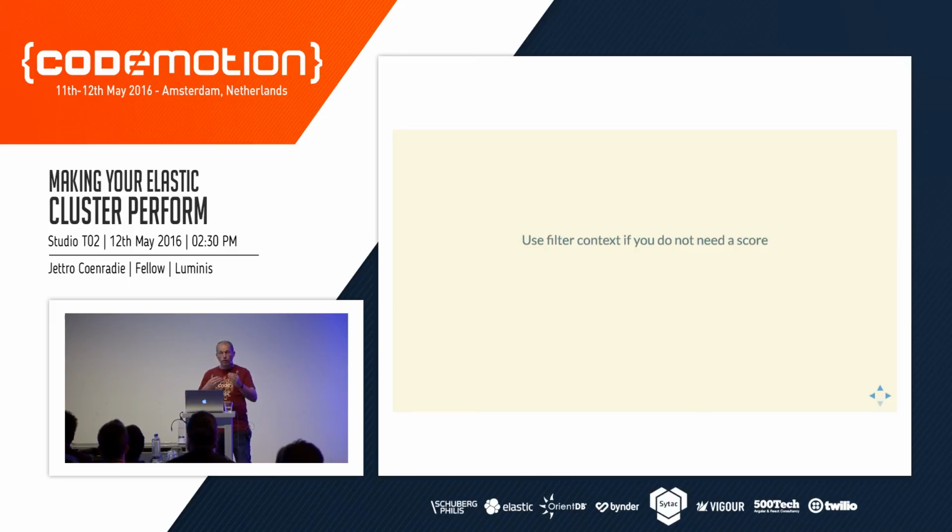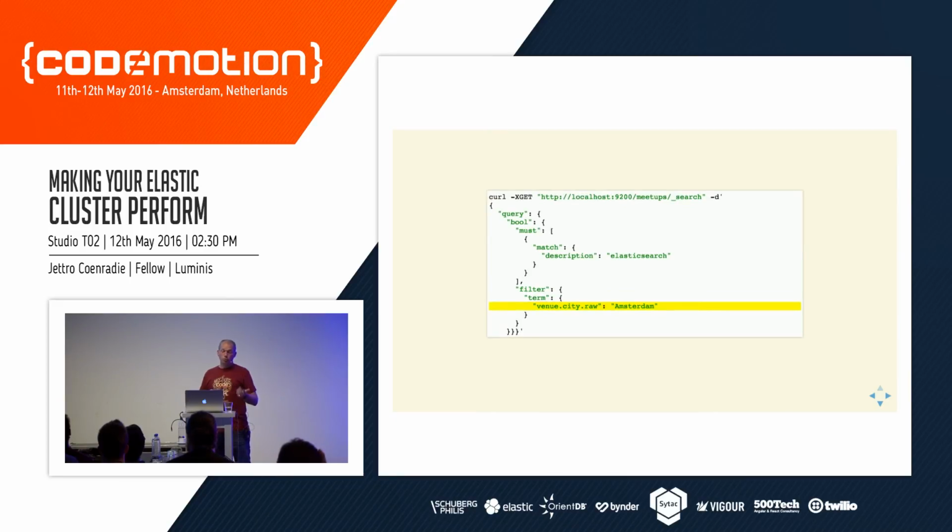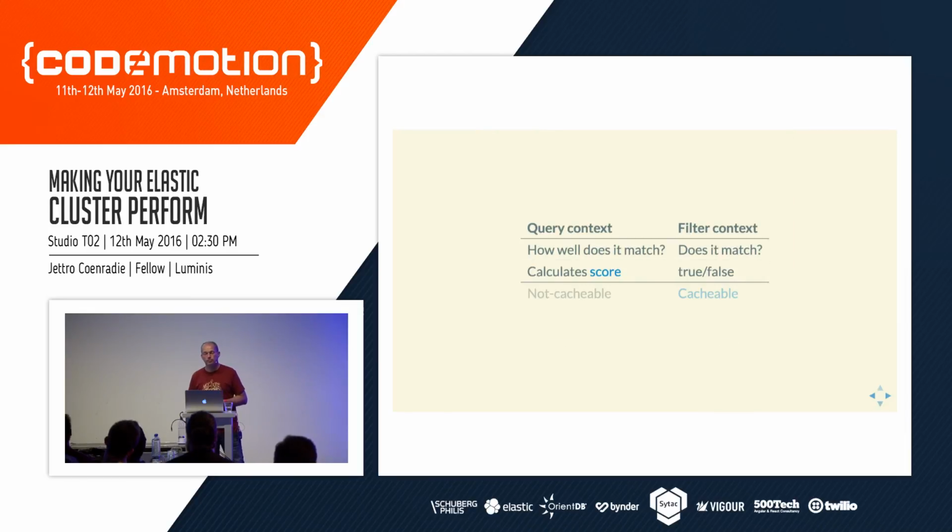Of course, combine that, like in the query that we did here, where we have the bool query, which is a query context. So there a score is calculated, but for the city Amsterdam, because I just want all the conferences in Amsterdam, there's no score calculated.